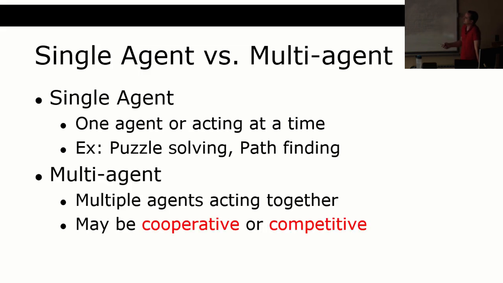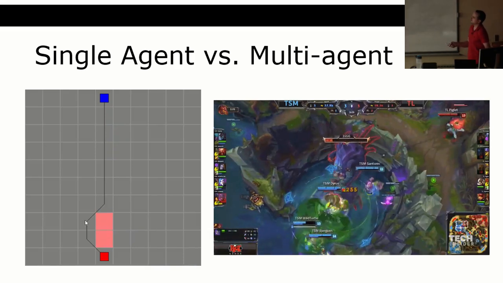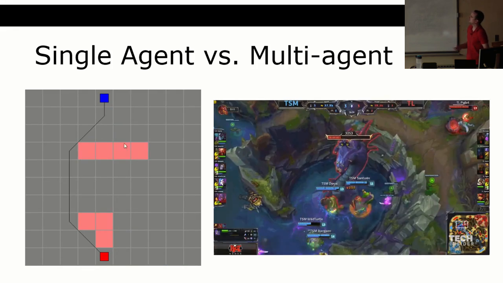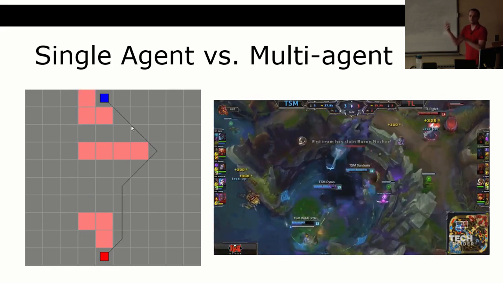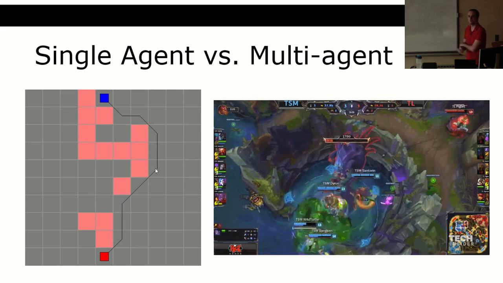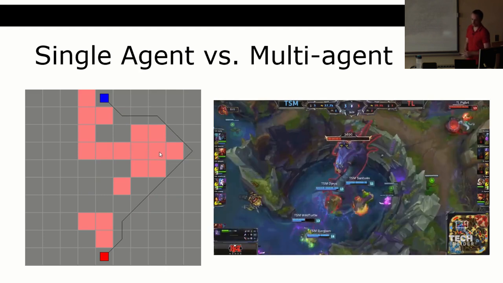Or a multi-agent problem, you could have multiple agents acting together, not necessarily at the same time, but just in the same environment, and they may be cooperative or competitive. So here, for example, you have a single agent problem of one agent trying to find the quickest path from a start to a goal, but over here you have a multi-agent problem. So your actions are affecting other agents' actions in that game. Chess is also a multi-agent problem. Where I move my pieces determines the legality of where you can move your pieces.